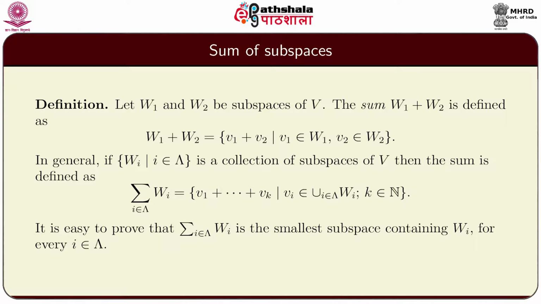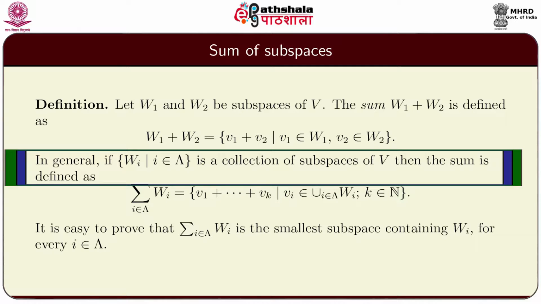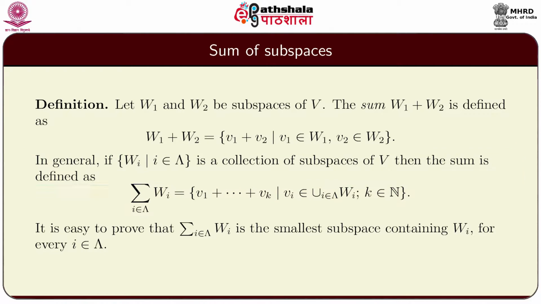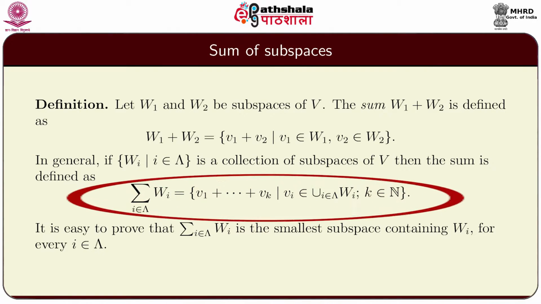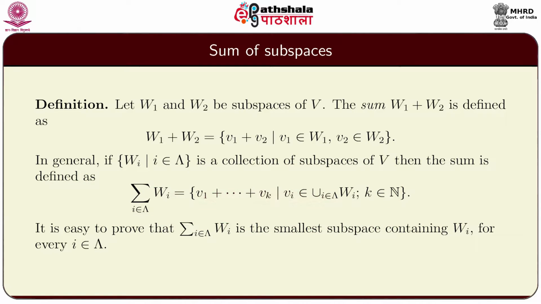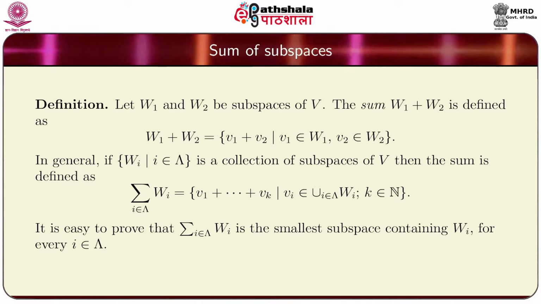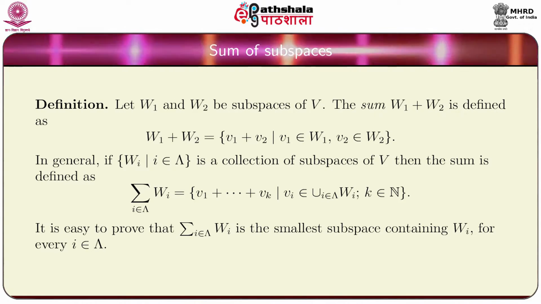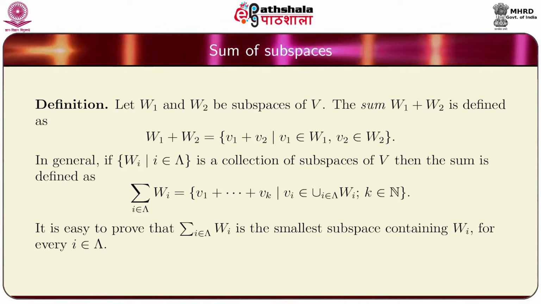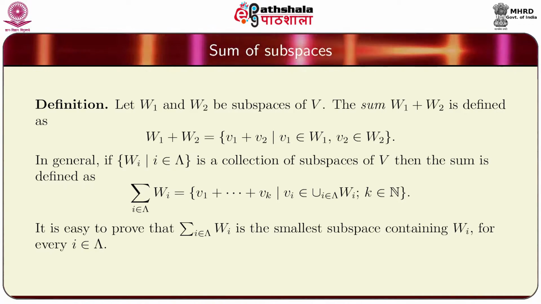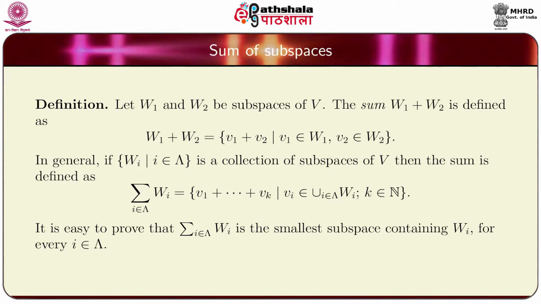In general, if Wi, i belonging to lambda, is a collection of subspaces of V, then the sum, summation of Wi, i belonging to lambda, is defined as the collection of all vectors which are finite sums of the form v1 plus v2 and so on up to vk, such that the vectors vi are in the union of Wi, i belonging to lambda.